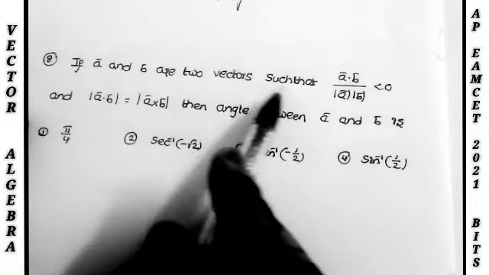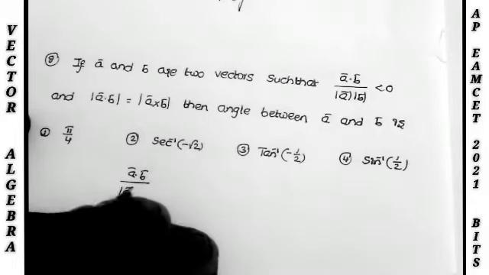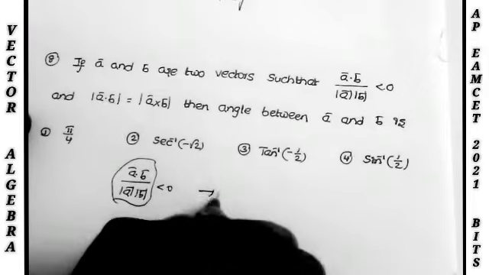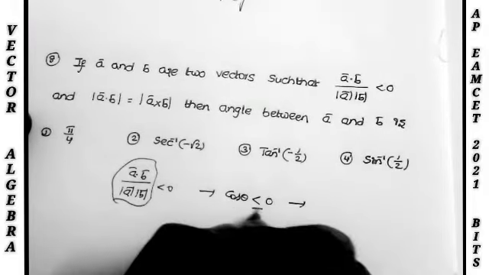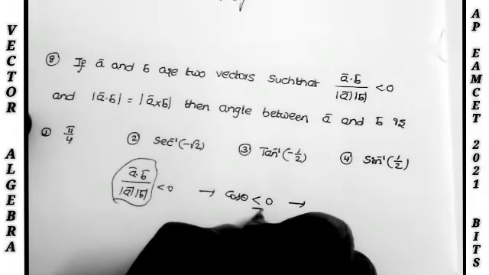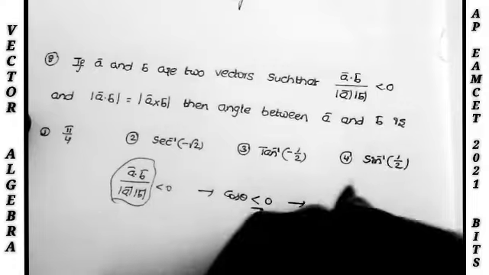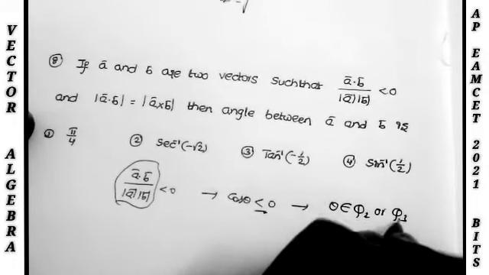If A bar and B bar are two vectors such that A dot B by mod A mod B is less than 0. Given that A dot B by mod A mod B is less than 0, this is nothing but the formula for cos theta, so it is indirectly given that cos theta is less than 0. Cos theta is less than 0 means theta lies in the second quadrant. In the second quadrant and third quadrant only is cos theta negative, that is, theta belongs to either Q2 or Q3.